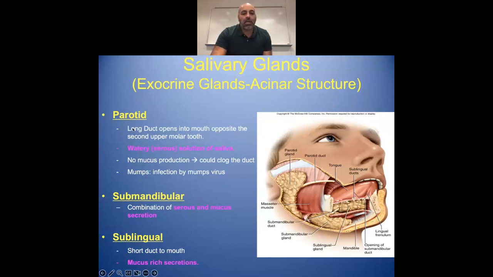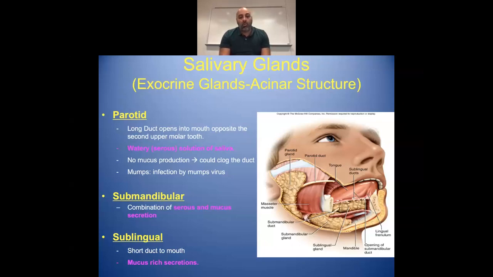Salivary glands. So parotid, submandibular, sublingual under the tongue. Parotid, watery serous solution. So the ducts tend to be a little longer. Mumps infection. So mumps and bumps. That's part of your MMR vaccination. Mumps, measles, and rubella. Mumps, when it infects the parotid, it's extremely painful. It gets hugely swollen. And then in males, it actually affects the testicles also. And it causes what's called orchitis, that is infection of the testicles, and causes sterility, permanent sterility.